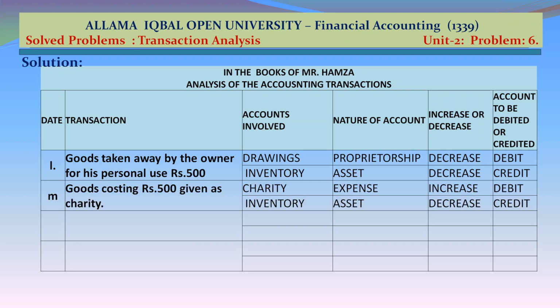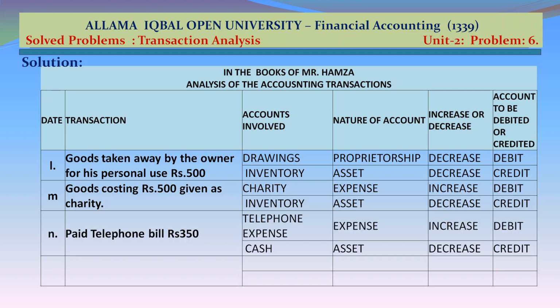M. Goods costing 500 rupees given as charity. Accounts involved are charity expense and inventory. Charity expense is an expense account, inventory is an asset account. Charity account will increase, inventory account will decrease. Charity account debit, inventory account credit.